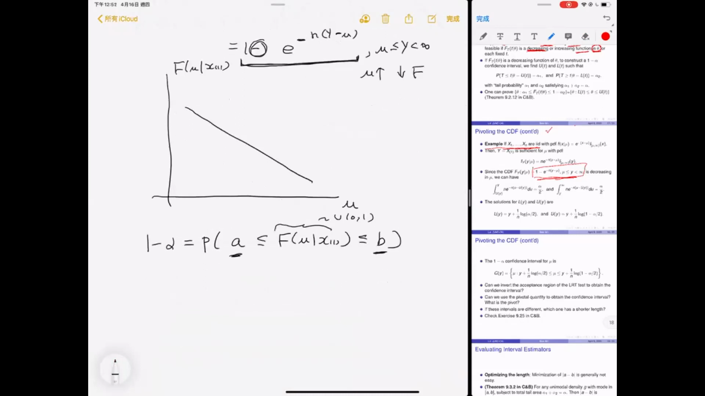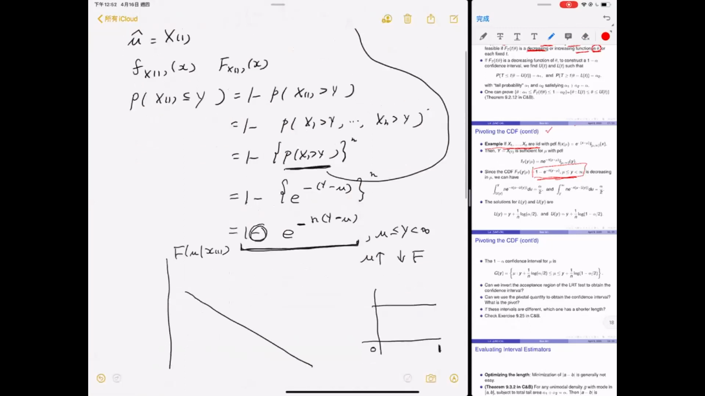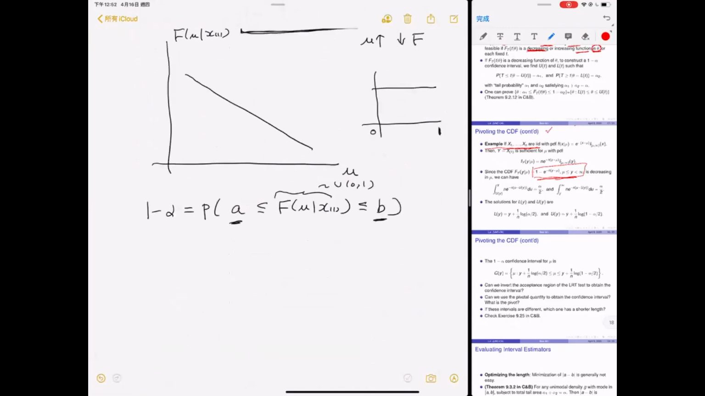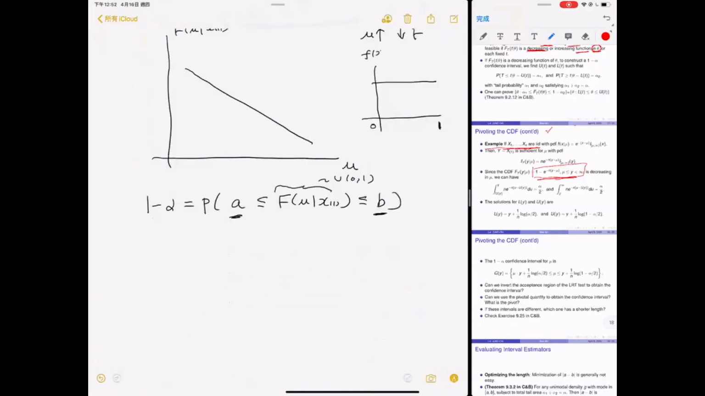Right? Because I do know this is, let me write it here, the physical space right here. I do know your uniform 0, 1 is here. Say this is 0, this is 1. Then this is my random variable, its CDF. This is my random variable, its PDF.